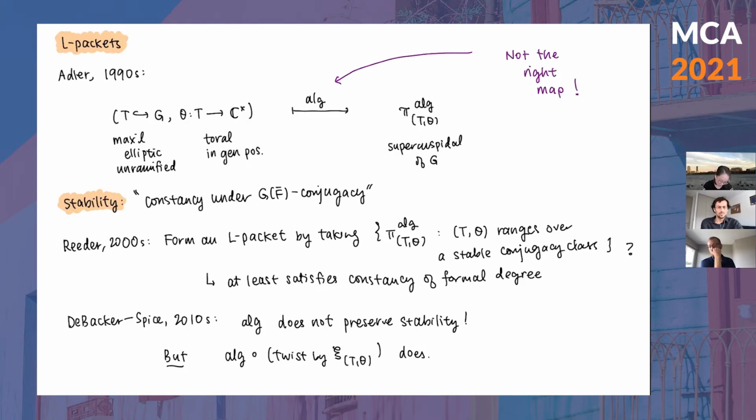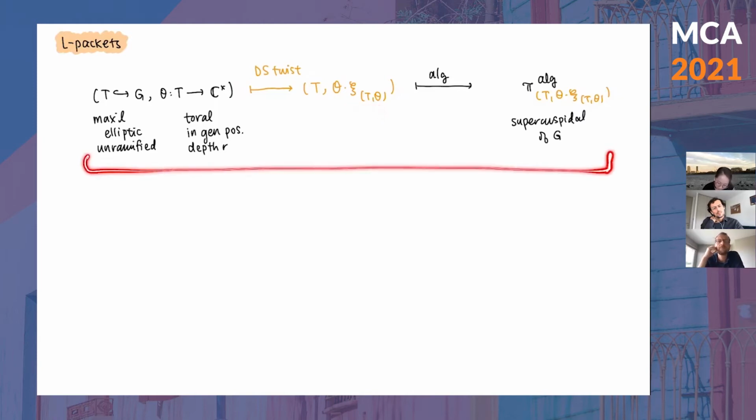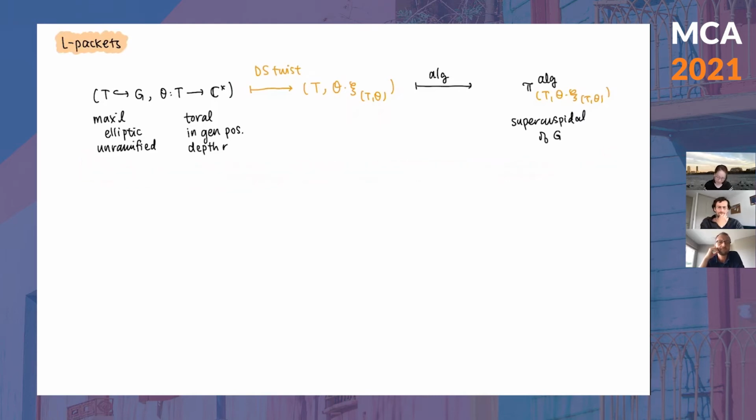Okay, and so let me write down the recipe based on this slide that does. So the recipe is that I take my t theta, that was my starting data before. My ending data before was just this pi alg. And what we're going to do is insert this twist by this character right here. And remarkably, this character is a quadratic character. It only takes values in plus or minus 1. But that plus and minus 1 is enough to mess up all the stability. And so once we put this correction term here, the resulting composition will preserve stability. So that's the theorem of DeBacker and Spice.